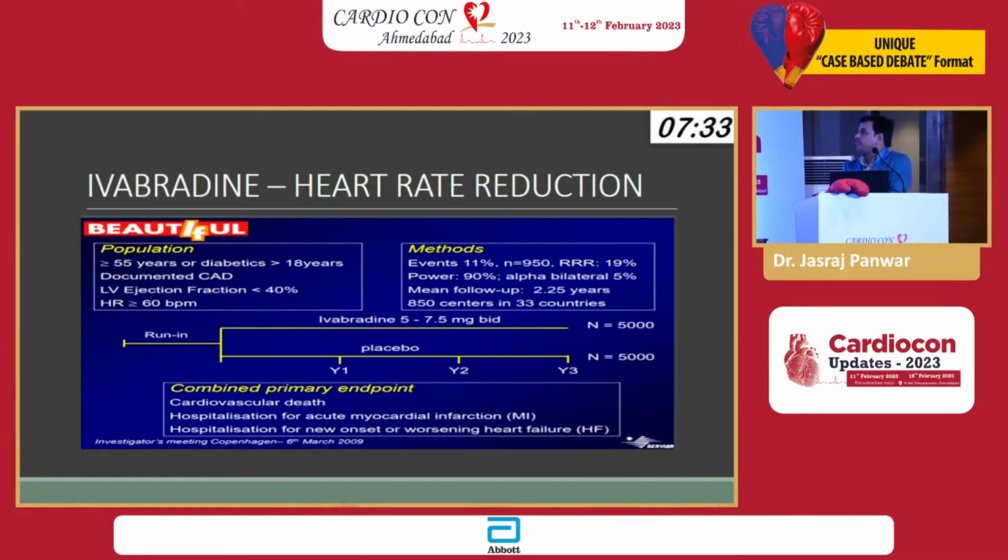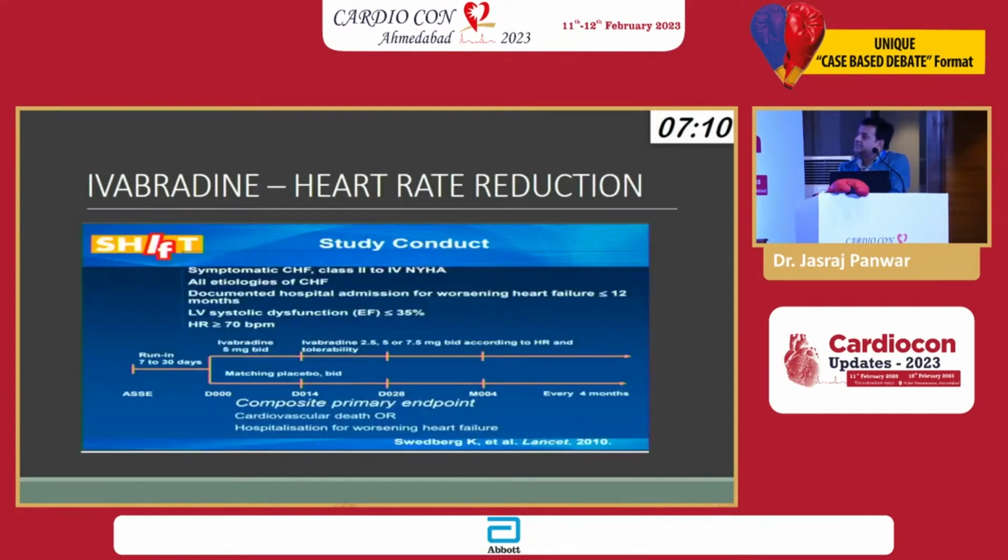The important point in the BEAUTIFUL trial is that it was done for patients with predominant heart failure symptoms, and ejection fraction was less than 40%. While in our case, the ejection fraction is more than 40%, that is 42%. So, applying this study, we cannot use the anti-anginal drug, and it is predominantly beneficial for patients having heart failure.